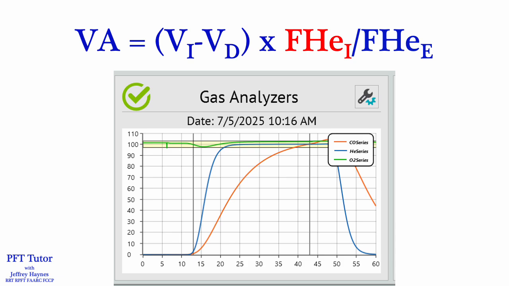Another potential cause of an elevated alveolar volume is an inaccuracy in the helium analyzer. In this system, the helium analyzer is calibrated with a gas sample that's put into the inspiratory bag. So we ran a gas analysis, and as you can see here, the helium is depicted in the blue line, and that reaches its target, so there's no problem with the helium analyzer.